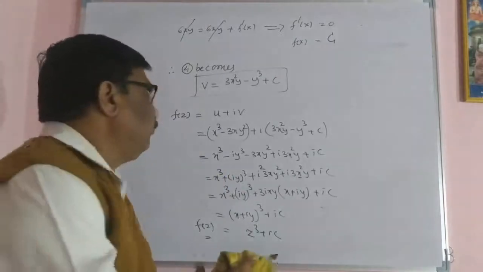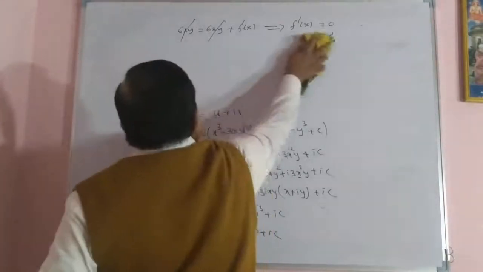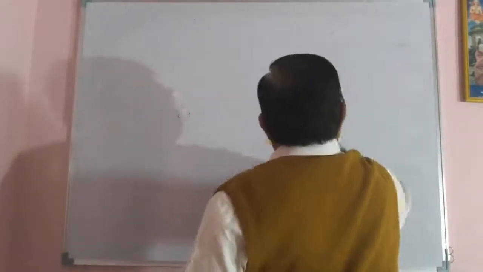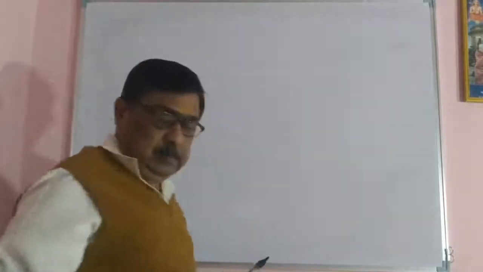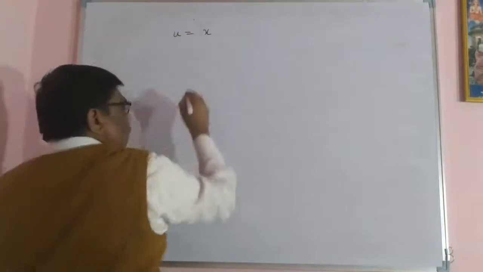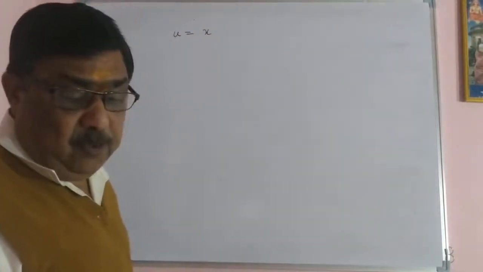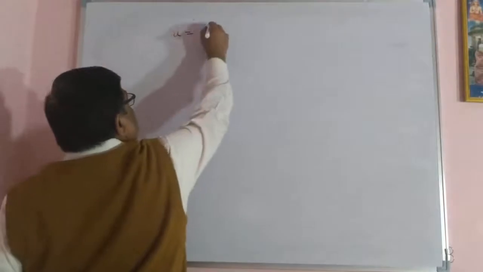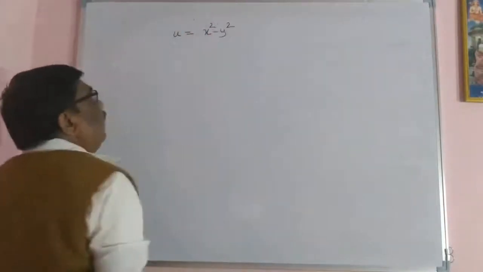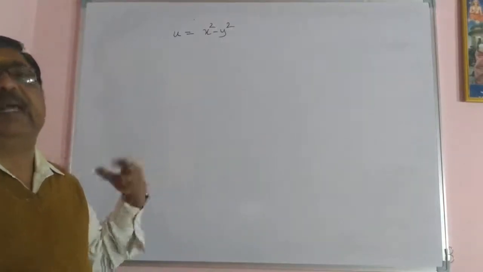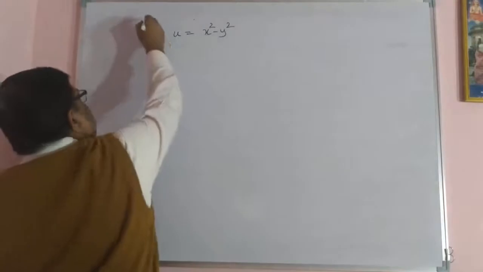Here, if u is equal to x³ minus 3x, this I have done I think, right? x² minus y², yes. Prove that it is a harmonic function, find its harmonic conjugate, then the analytic function. Yes, call this as 1.